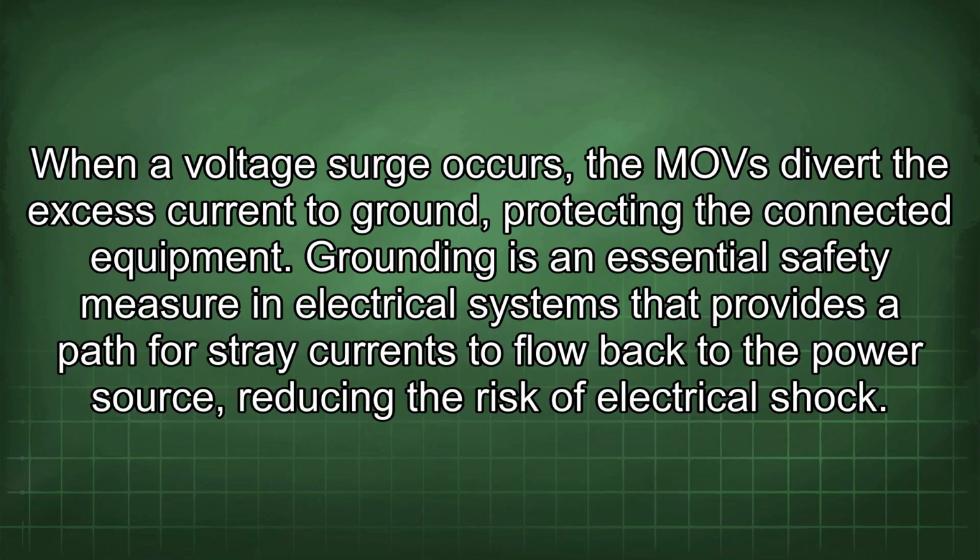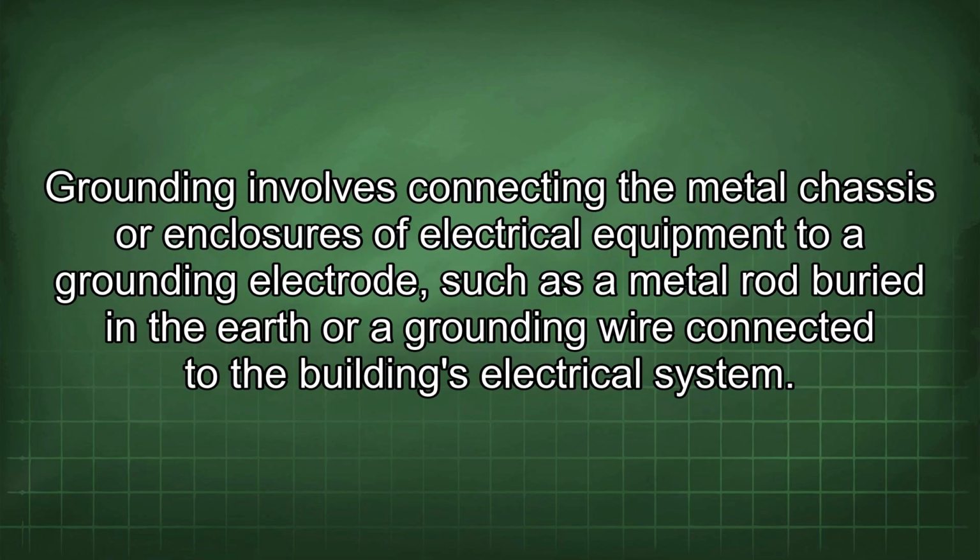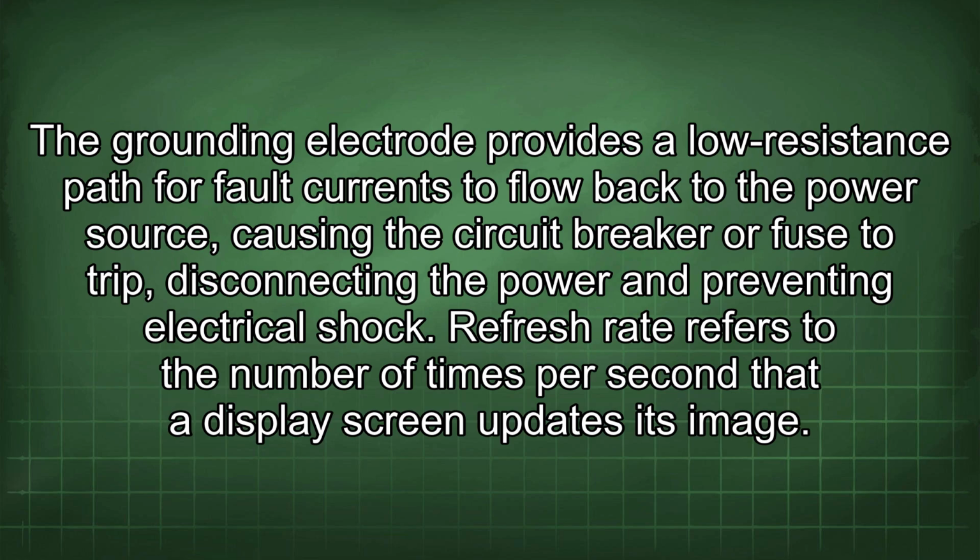Grounding is an essential safety measure in electrical systems that provides a path for stray currents to flow back to the power source, reducing the risk of electrical shock. Grounding involves connecting the metal chassis or enclosures of electrical equipment to a grounding electrode, such as a metal rod buried in the earth or a grounding wire connected to the building's electrical system. The grounding electrode provides a low resistance path for fault currents to flow back to the power source, causing the circuit breaker or fuse to trip, disconnecting the power and preventing electrical shock.